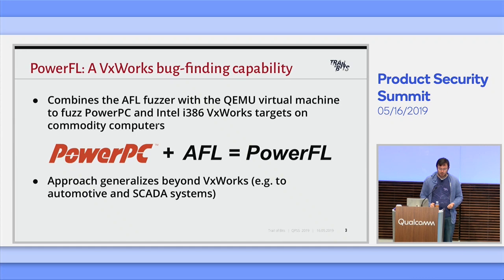And today we're going to be talking to you about PowerFL, which is a bug finding capability for VxWorks targets running on PowerPC and the Intel x86 platform. The approach we take in PowerFL is operating system agnostic and generalizes to other embedded platforms, such as automotive and SCADA systems. And we're not just going to describe how PowerFL works, but we're going to discuss the reasoning behind our design decisions and how embedded fuzzing differs from fuzzing more traditional PC-based targets.